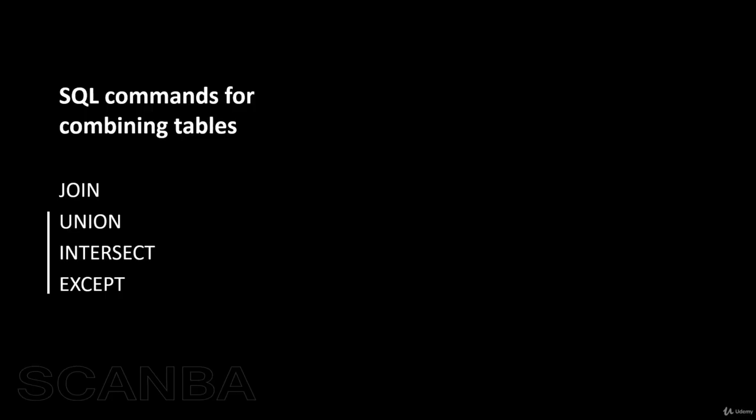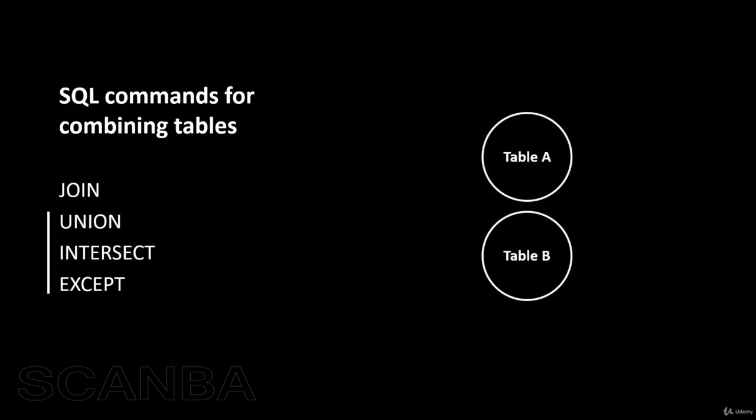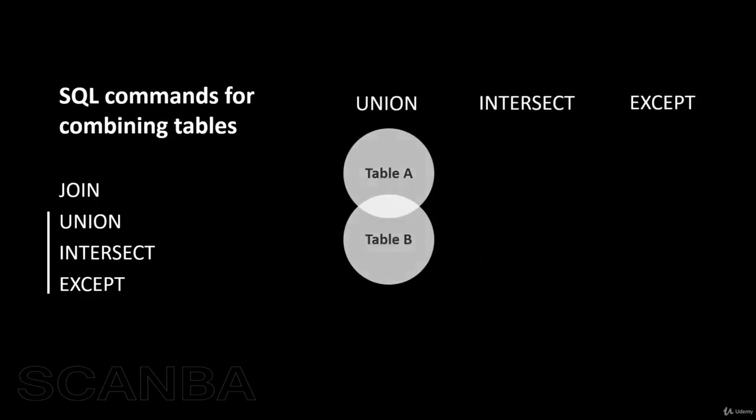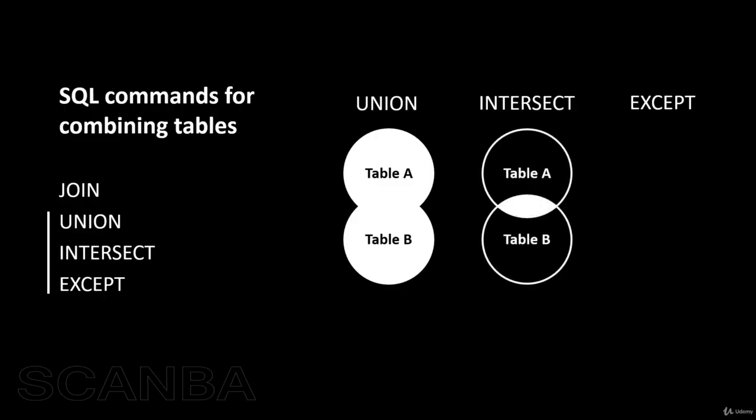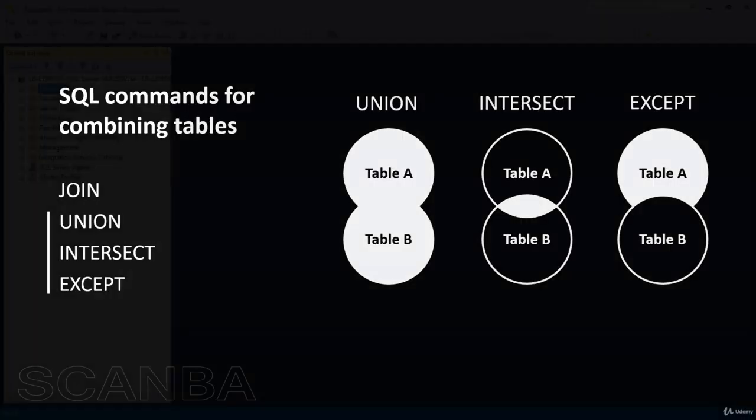To illustrate these commands, we will depict tables as circles and place the circles one below the other. The commands union, intersect, and except can merge the tables with equal columns, return the common rows, or subtract one table's data from another. In the example section, we will show how each of these operators works.